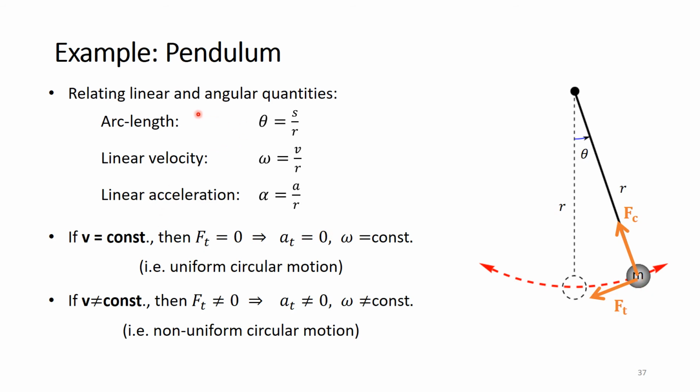All right, and remember, these are the quantities, the conversions you can use to go from angular to linear. And then a couple of bullet points. If the pendulum speed is constant, it would count as uniform circular motion, where the tangential force is 0 and the tangential acceleration is 0, and the omega, the angular velocity, will be constant. And if the speed is not constant, then the tangential force is not 0 and the tangential acceleration is not 0. So basically there's a force pulling the pendulum this way, and the speed and the angular speed will not be constant. They will be changing, increasing or decreasing.